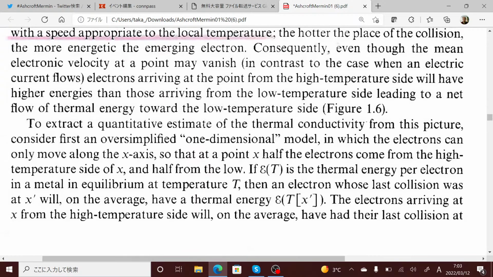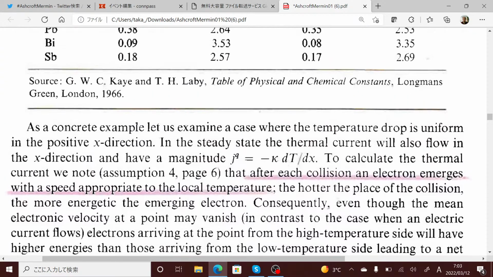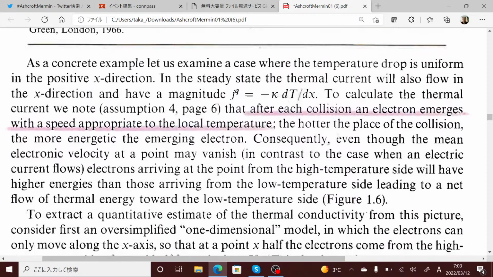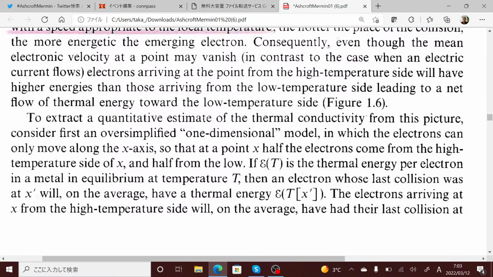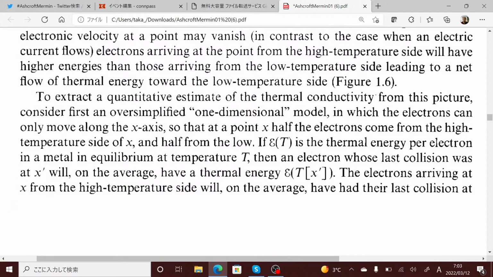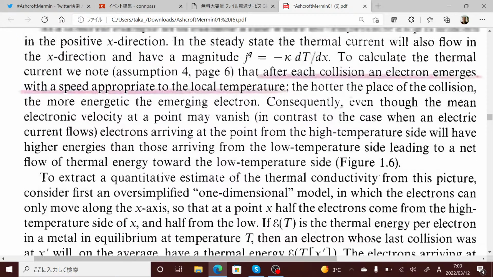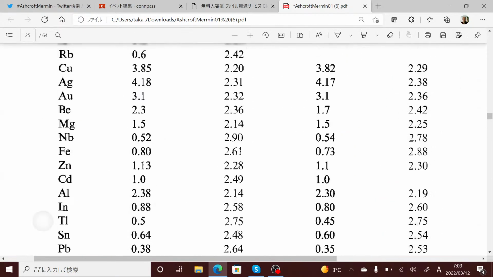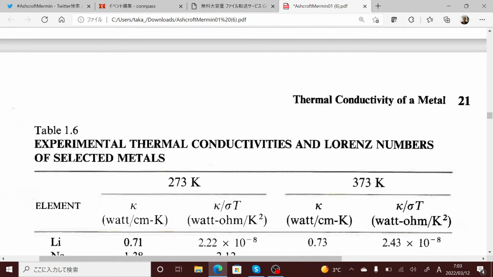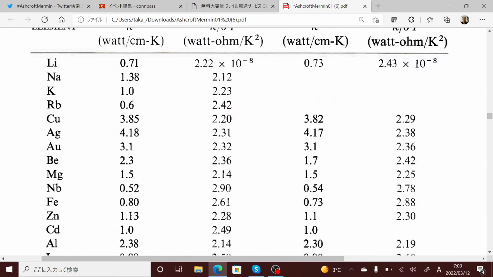I think this is complicated. Let me stop here. This is page 21.